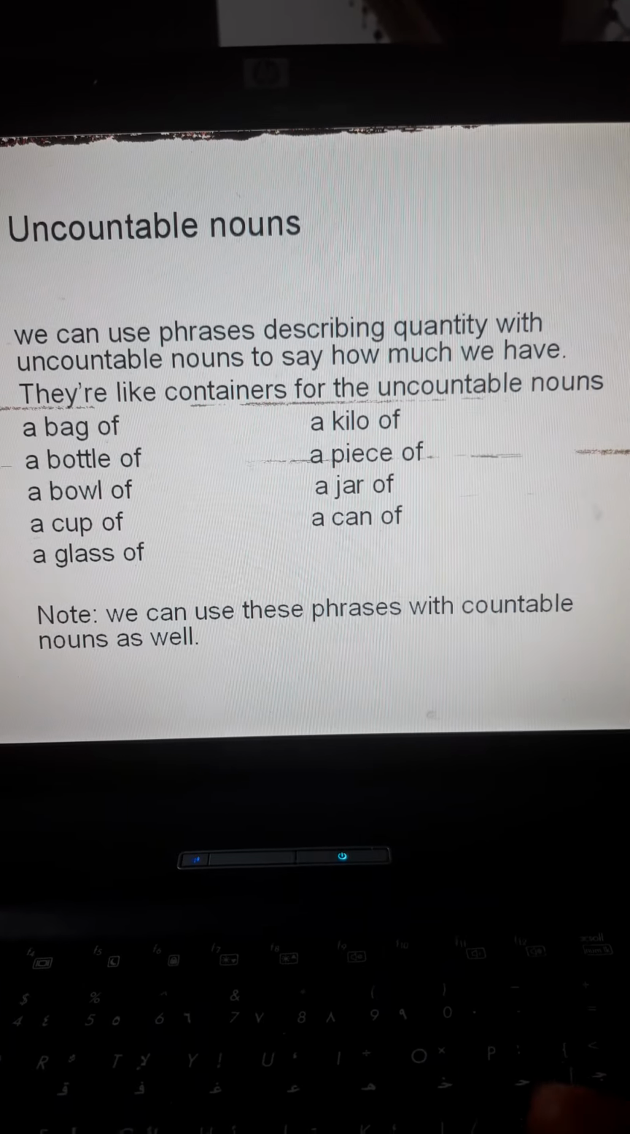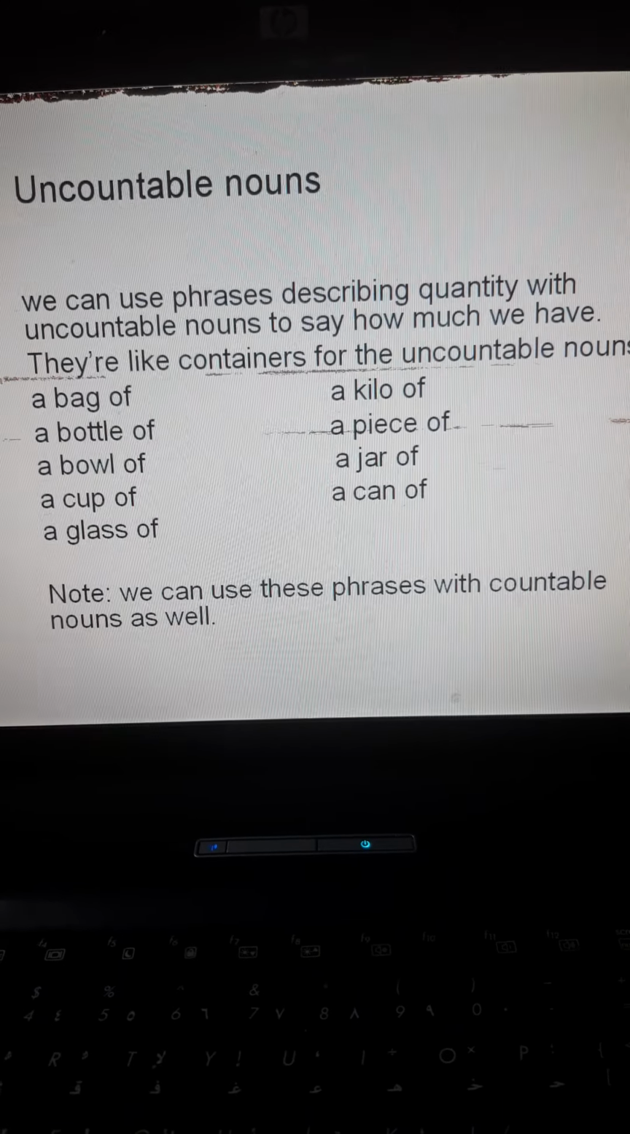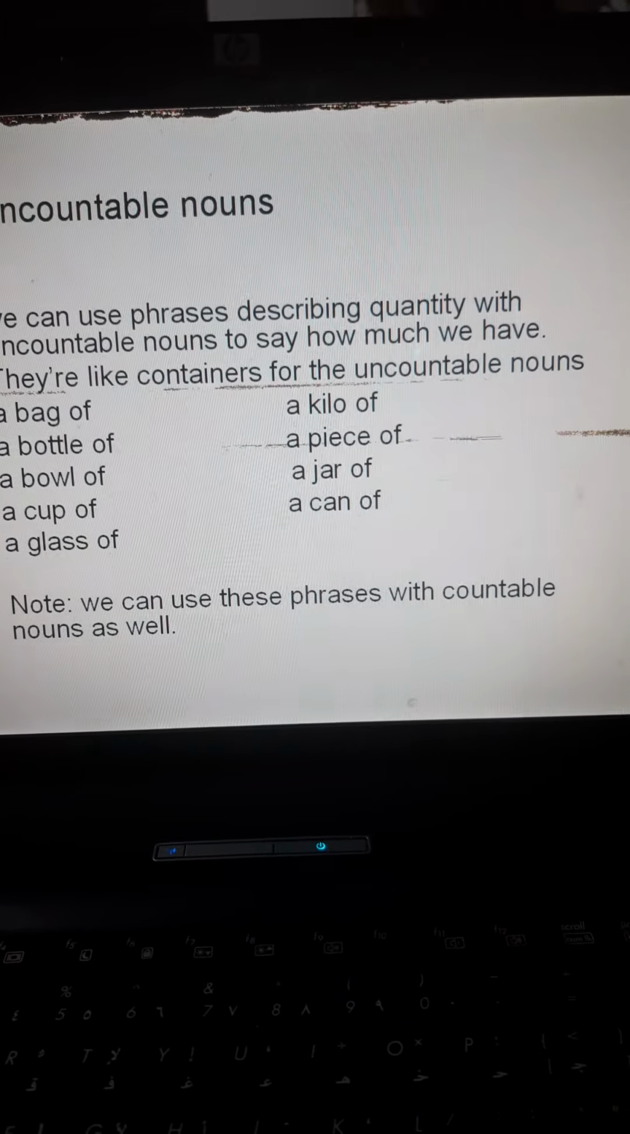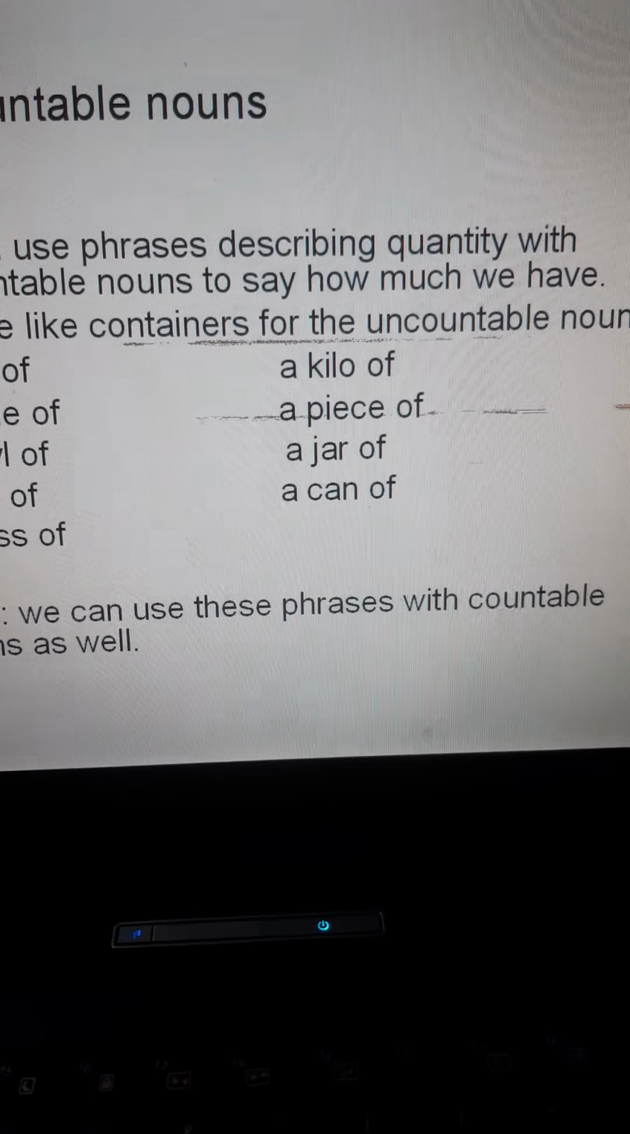يعني زي container، زي إشي بيحتوي ال uncountable noun. شو بيعطيه؟ بيعطيه amount. شو يعني amount؟ يعني مقدار.